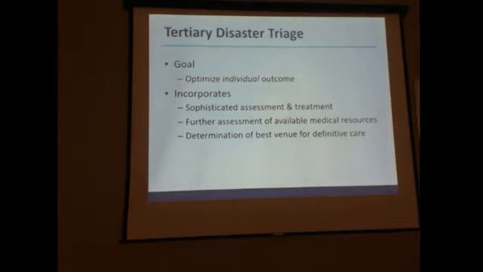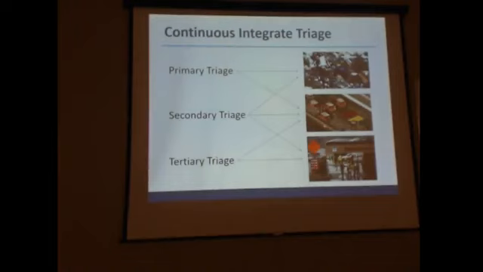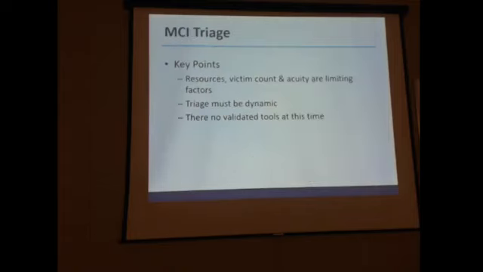We need to get that burn victim to a burn hospital. We need to get a pediatric patient to a children's hospital. So this is kind of what it looks like. You have your scene where you're doing your primary triage. You have your TARPs where you're, again, doing primary, secondary, tertiary, and then your hospital where you're mainly doing secondary and tertiary care, or triage.